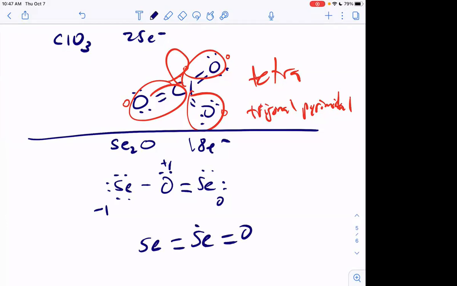That's 16, 18, right? We now have octets on everything. Oxygen is 0 in the middle. Selenium is 0 on the outside. The selenium in the middle does have 2, 3, 4, 5, 6, also a 0 formal charge. So you got all 0 formal charges, got all your octets. The only thing you violated, which is not a violation, is the expanded octet, because selenium is in group 4 and it can handle an expanded octet. So this is the correct structure.